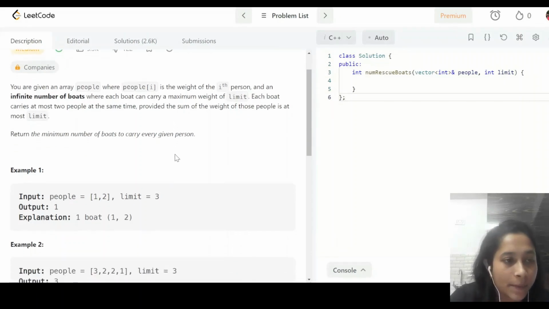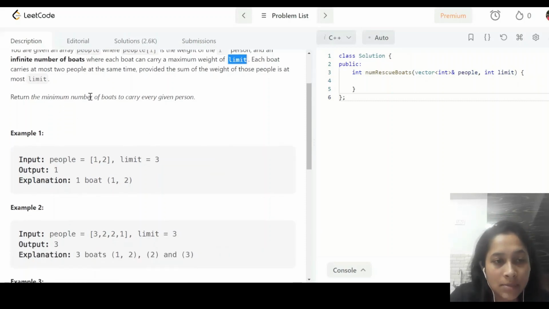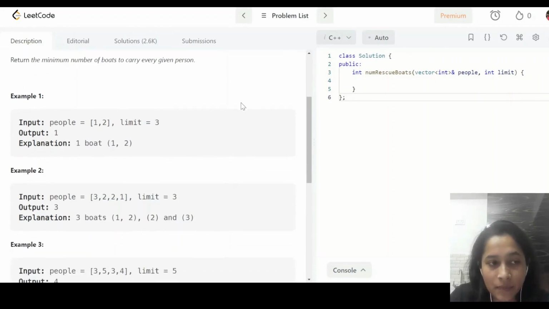Let's read the problem. You are given an array people where people[i] is the weight of the ith person, and an infinite number of boats where each boat can carry a maximum weight of limit. Each boat carries at most two people at the same time, provided the sum of the weight of those people is at most limit. Return the minimum number of boats to carry every given person.